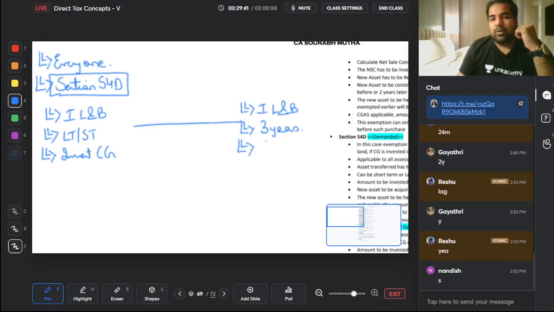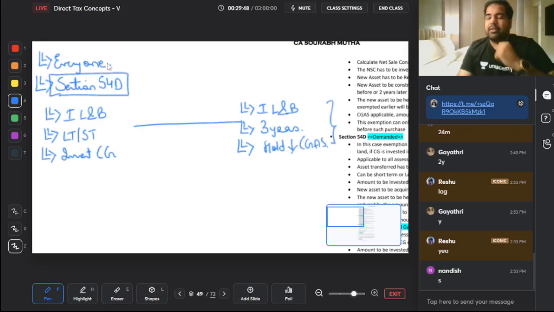Next, same, you need to hold it for 3 years. If you sell it, the cost will be reduced. Capital gain account scheme, everything else is the same. This is section 54D. Guys, the philosophy is the same. They are your gain. You don't want to pay tax, no problem.